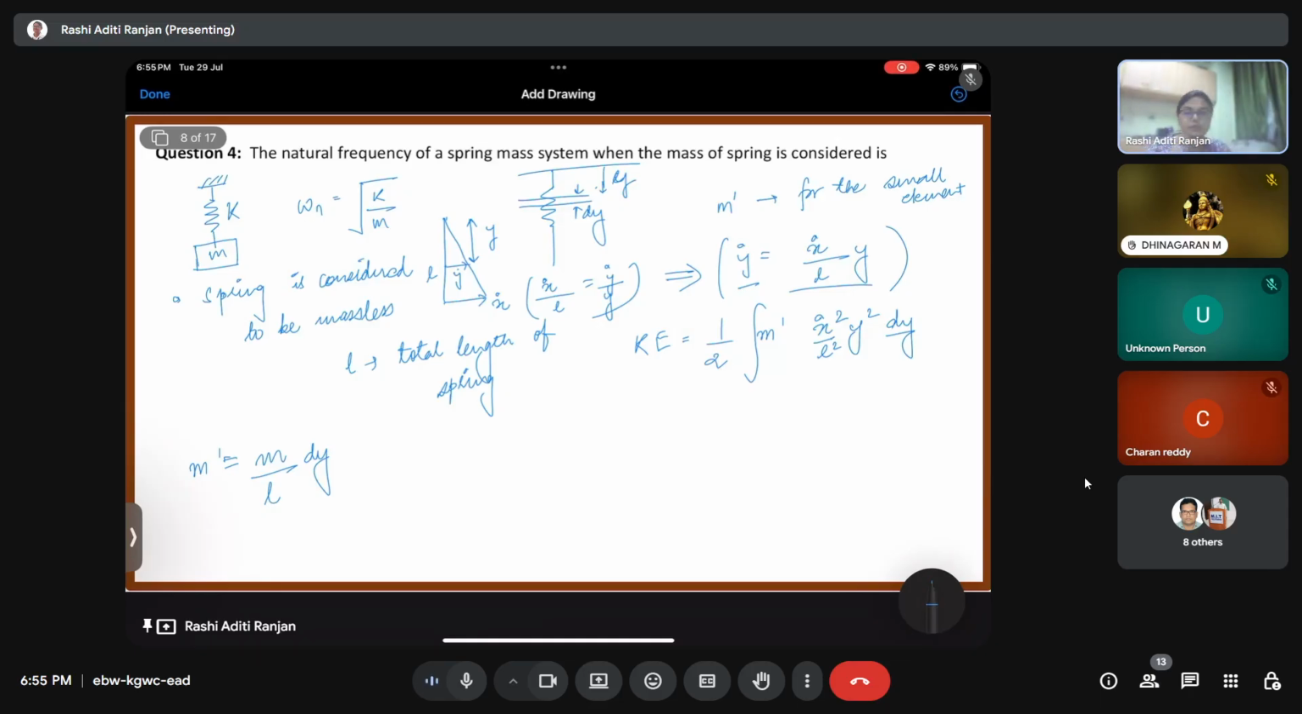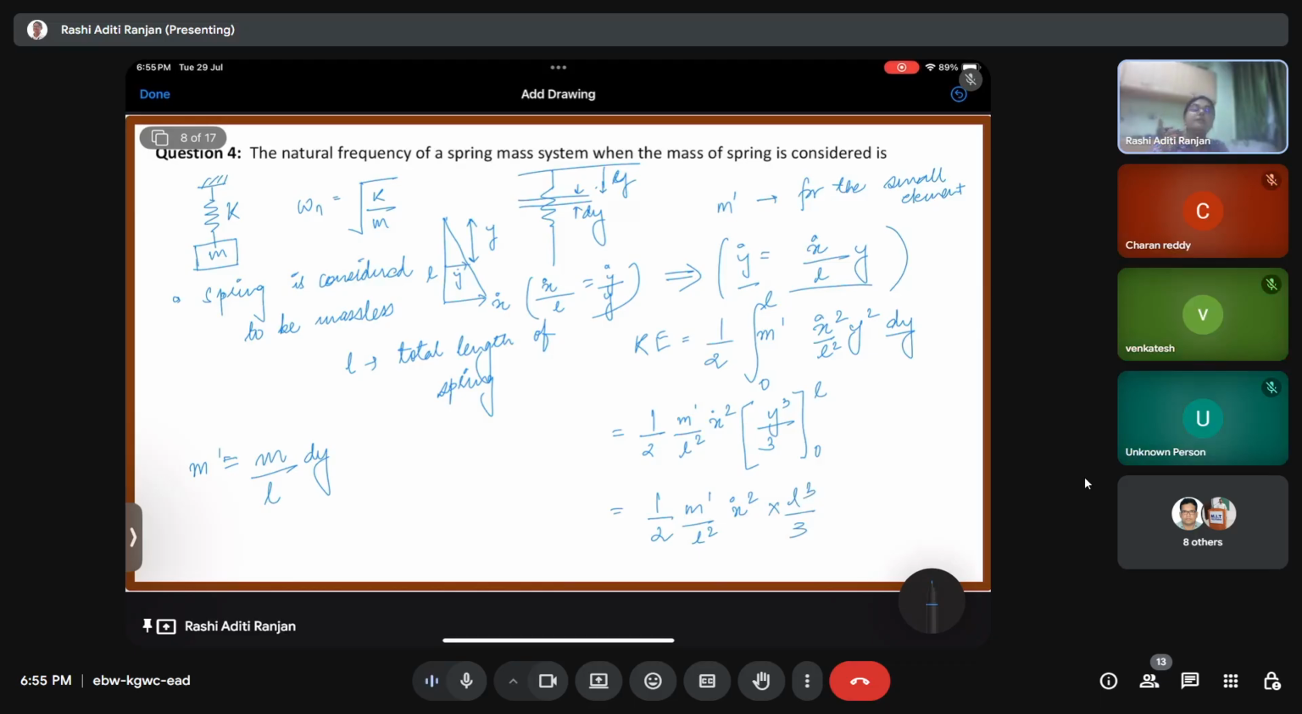Okay, so we'll integrate it from 0 to L. This gives us half, m dash will come out, L square will come out, x dot square will come out. So y square will get integrated with respect to dy, which will give us y cube by 3, and with the limits from 0 to L, this will give us half into m dash by L square x dot square into L cube by 3. Now we can replace m dash by m by L, right? I should write it as m s.